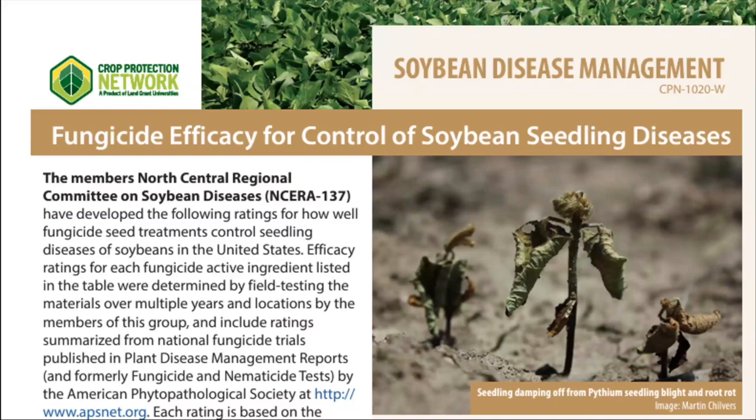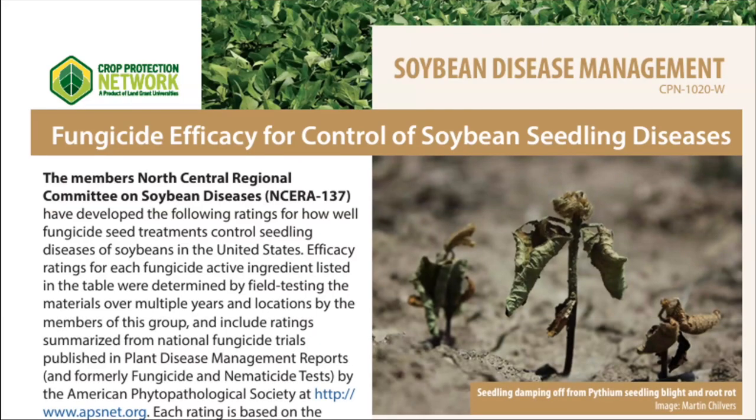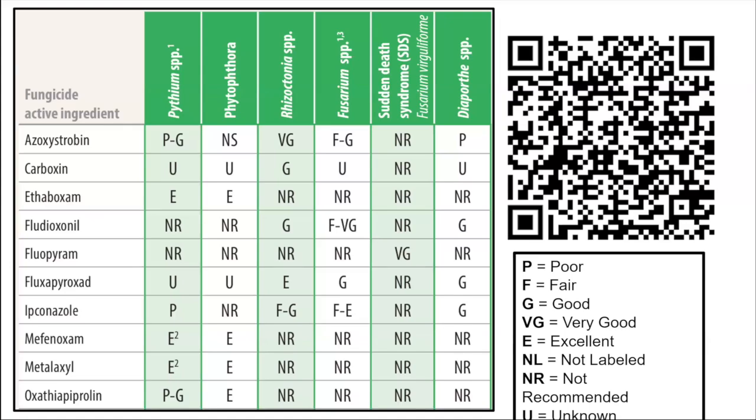So the last thing I want to point to here is the Crop Protection Network. Every year, the extension specialists across the U.S. and across the Midwest come together, and we put all of our fungicide trial data together into these tables called fungicide efficacy for control of soybean seedling diseases. Now, on the left-hand side here, we have our active ingredients, and then we have each of the diseases that we're looking at. And those will give you ratings for whether or not those actives have good activity against each particular disease.